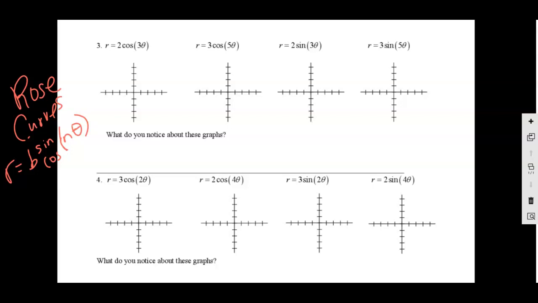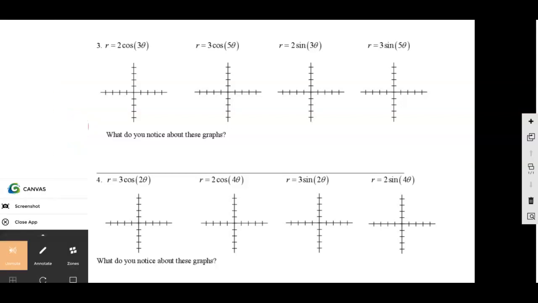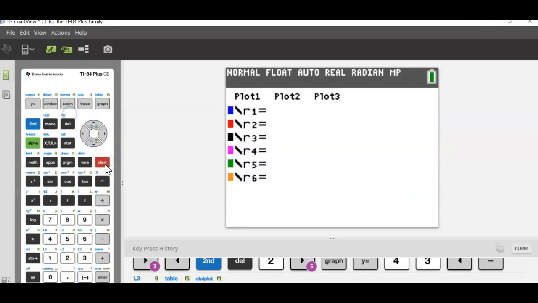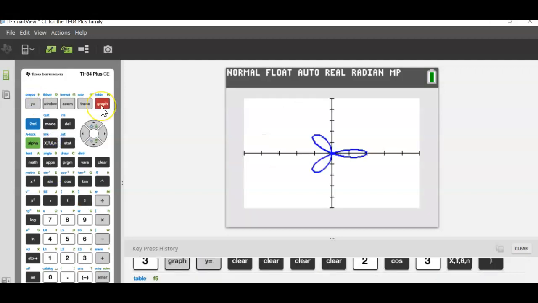All right, here we go. We've got 2 cosine 3 theta. This one's different because it's not just a 1 theta. This is going to be a rose curve. What's important to note is how many petals and how long each petal is. It's kind of nice to know where the petals are, but ultimately that's not terribly important. But the cosine graphs will always have one petal on the x-axis, usually on that positive side of the x-axis.